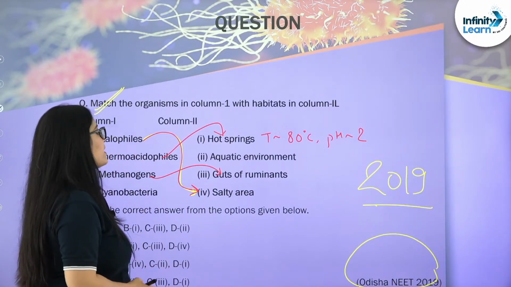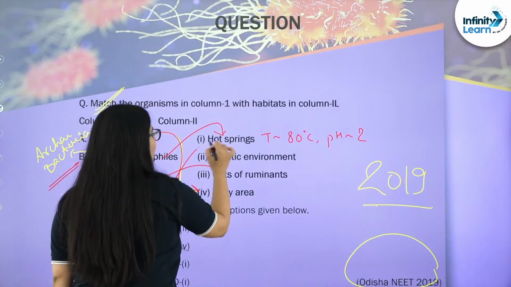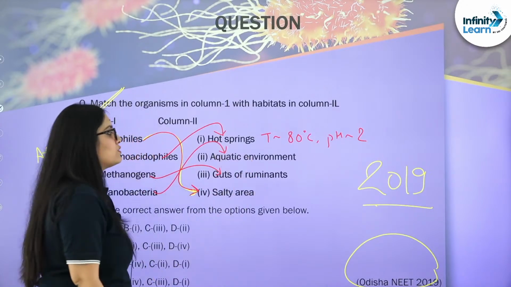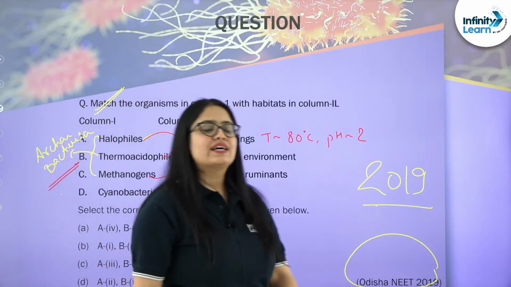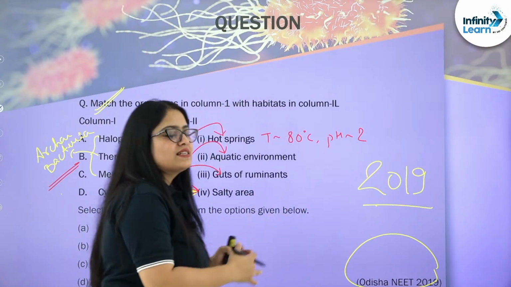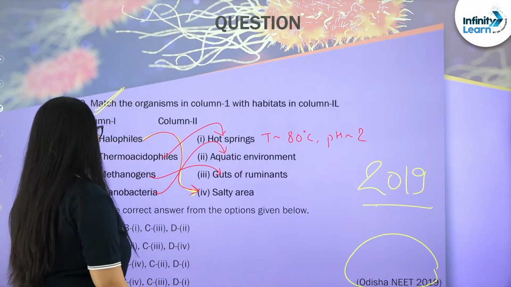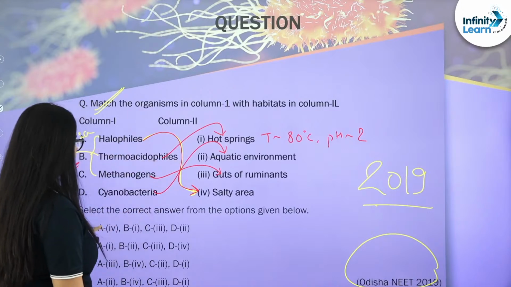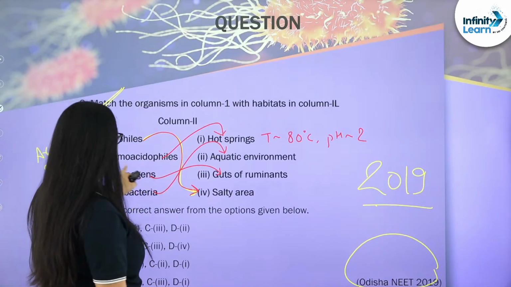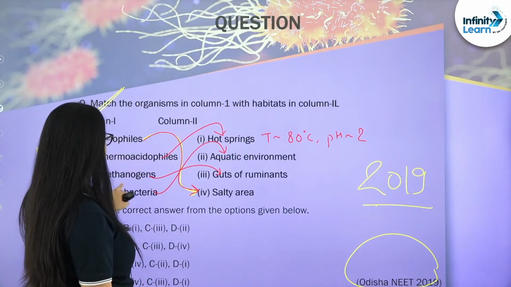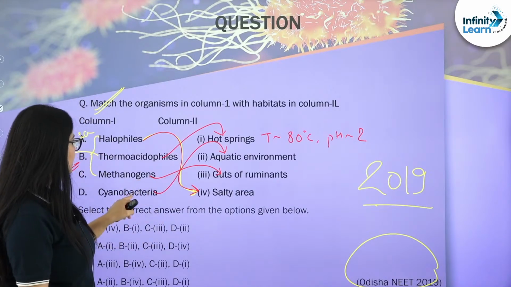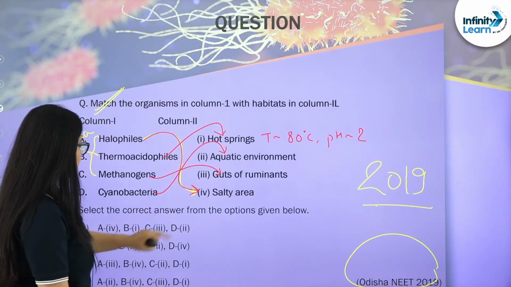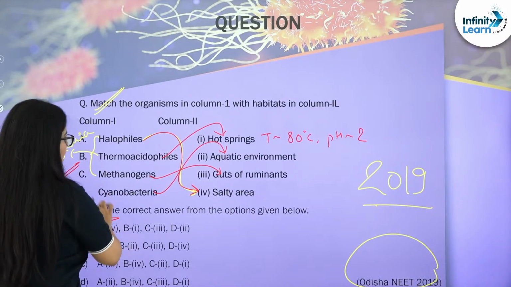Next is cyanobacteria. Cyanobacteria are found in aquatic environments, both marine as well as fresh. So that is the correct match, students, and accordingly A is matched with 4, B is matched with 1, C is matched with 3, and D is matched with 2. So the first option is the right answer.